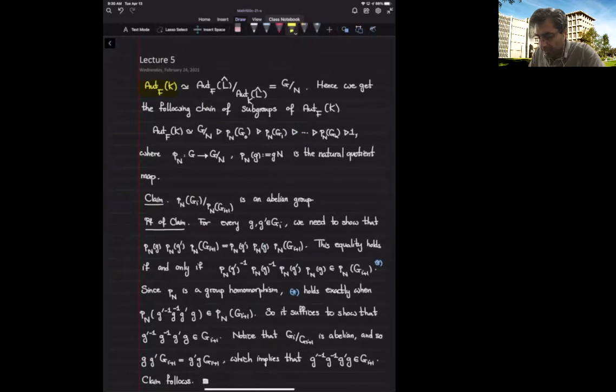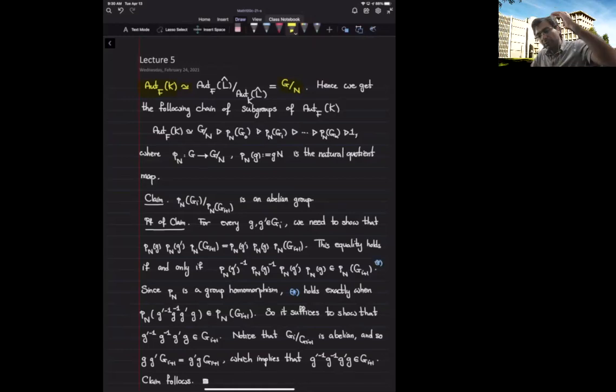This is the group that we care about, and we just discussed that it is isomorphic to G over N, where G is this solvable group. G has this chain of subgroups where each one modded out by the next one is an abelian group. Now we want to pass this property to G over N. That is what we are going to do next.